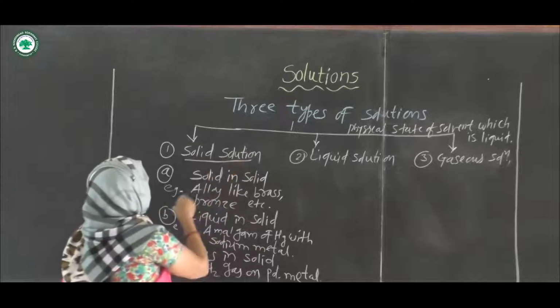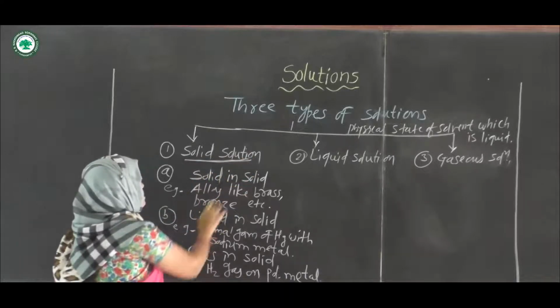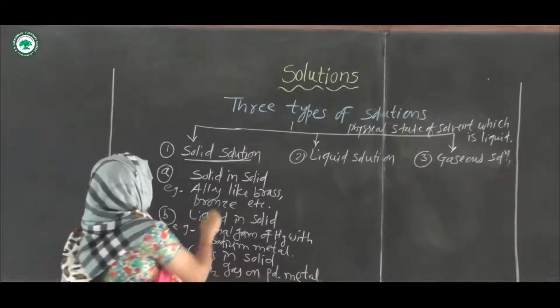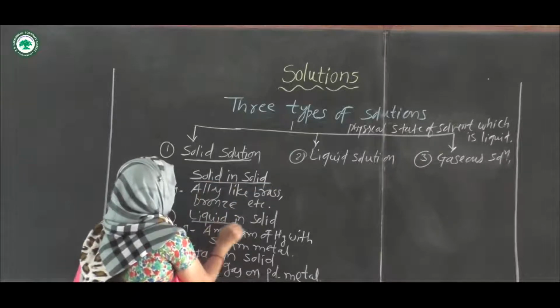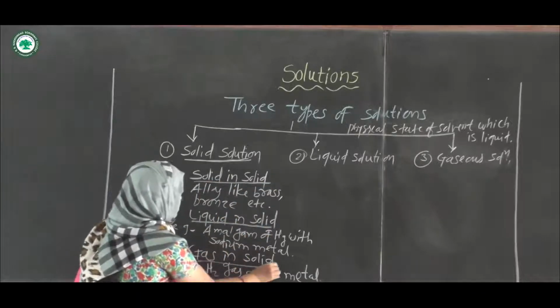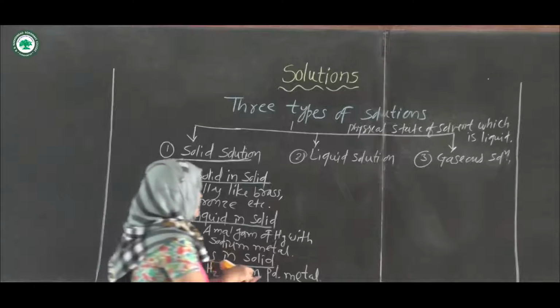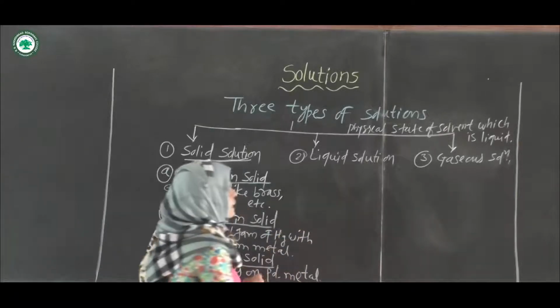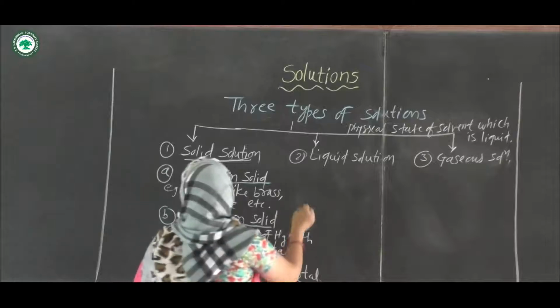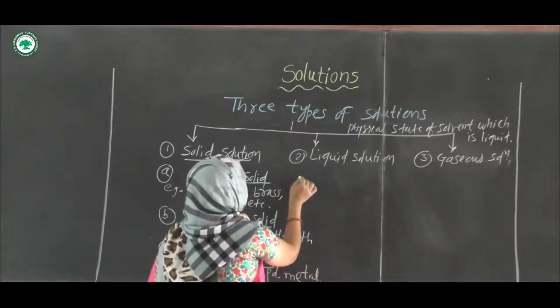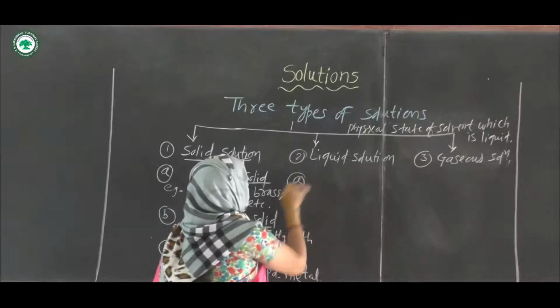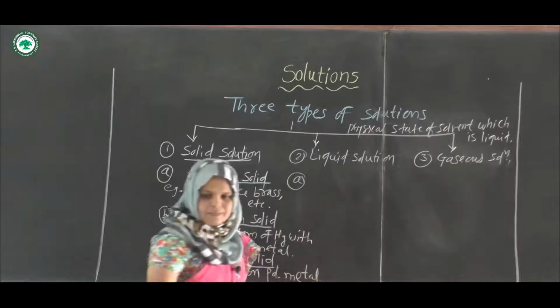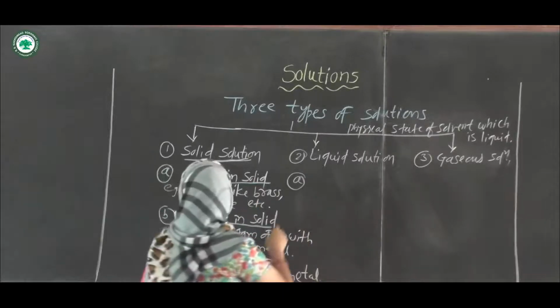Solid solution has three types: solid in solid, then liquid in solid, and gas in solid. Okay. Then the next type of solution is the liquid solution. In liquid solution we also see three types. The first one in liquid solution is solid in liquid.